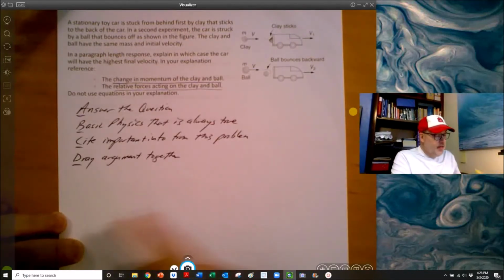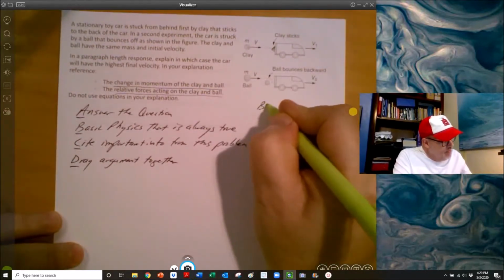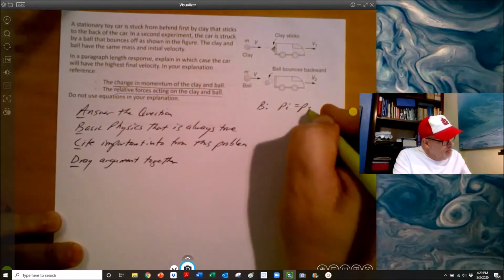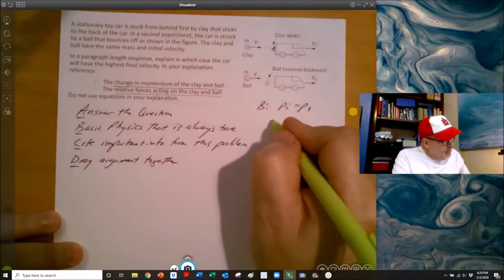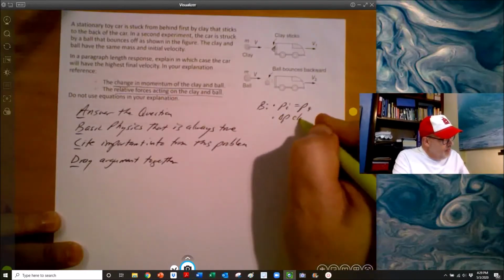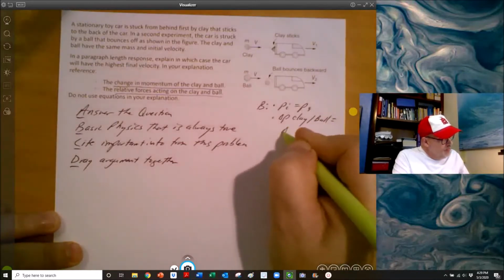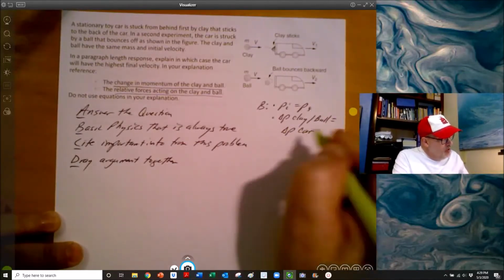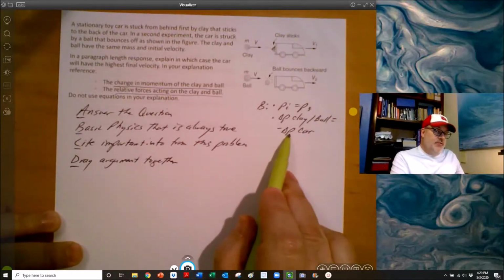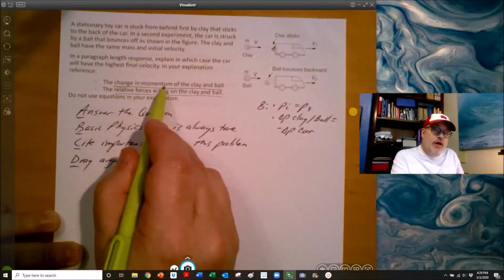All right, so let's do that. Basic physics. Well, we have a collision. So for my basic physics, I know we're going to have momentum initial equal momentum final. Okay, what else do we know? So 2, we know that the change in momentum of the clay and the ball must equal the change in momentum of the car. Actually, the change in momentum of the clay and the ball will equal the opposite of the change in momentum of the car, since momentum is conserved. That's important because they ask us to reference change in momentum.